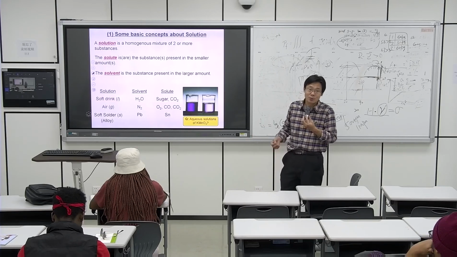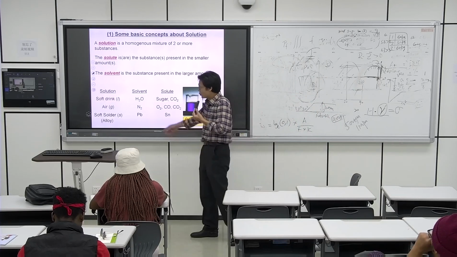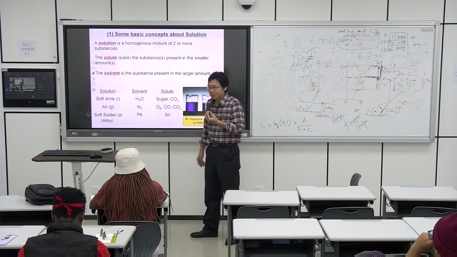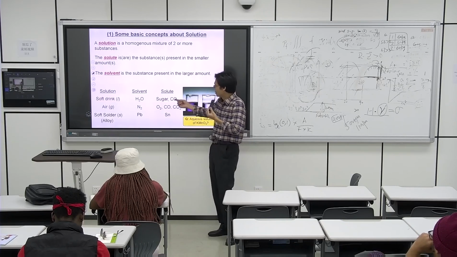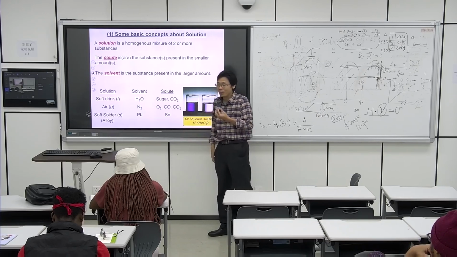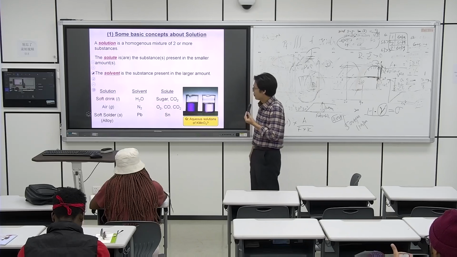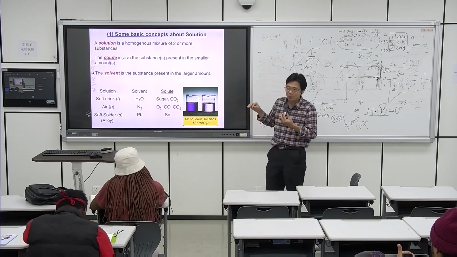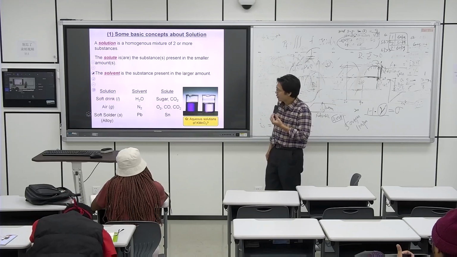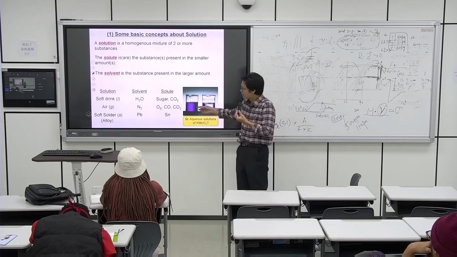The solute may be one or more, right? For example, a soft drink. The solvent is water, but the solute can be one or more substances, like sugar, and in the water there is also some carbon dioxide. So this is the commonest kind of solution.